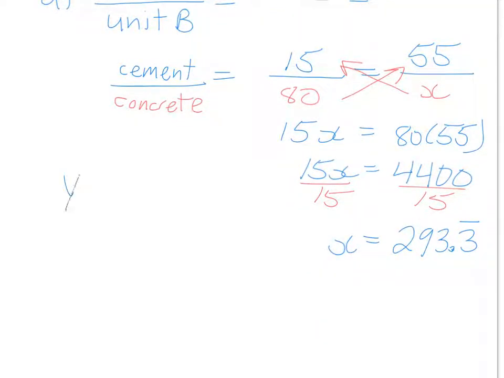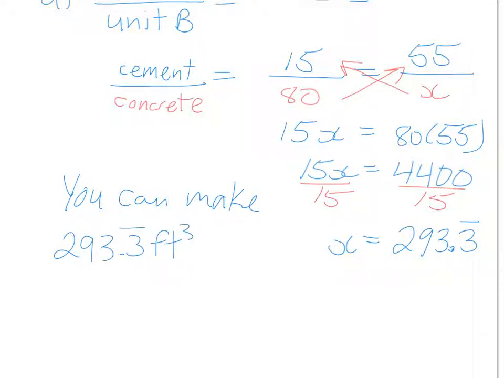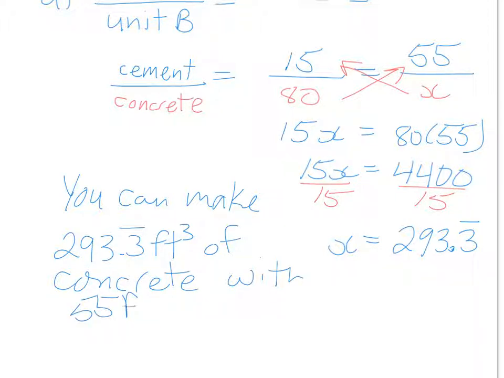So you could write, you can make 293.3 cubic feet of concrete with 55 cubic feet of cement. Oops.